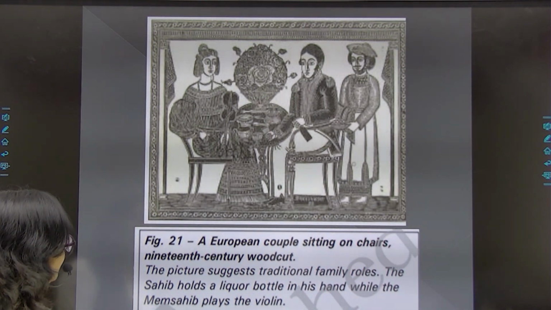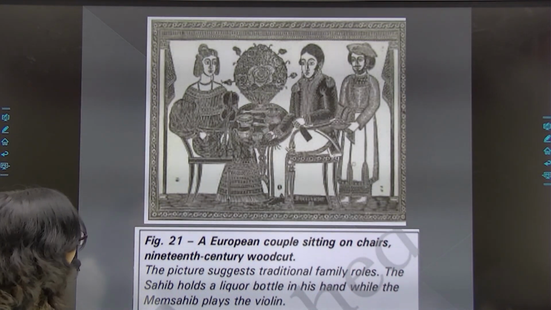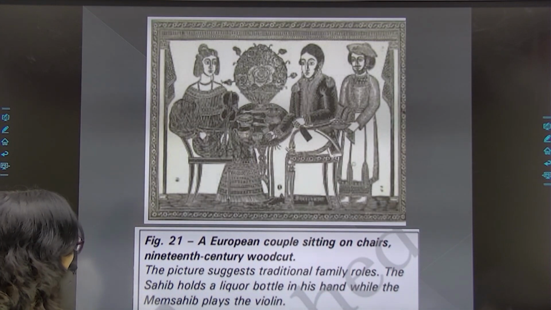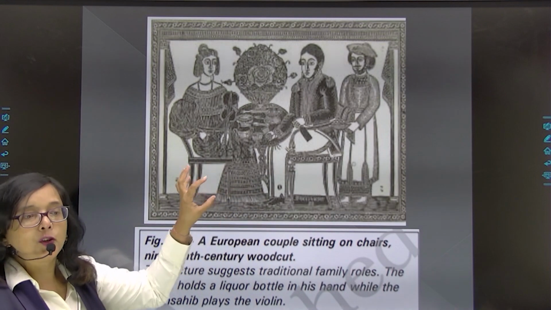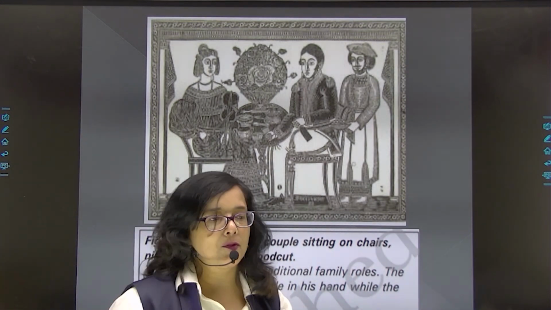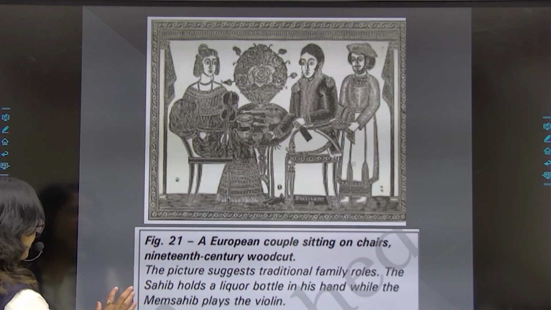Okay, this picture suggests traditional family roles. The Sahib holds a liquor bottle in his hand while the Mem Sahib plays the violin. So this is an ideal role. Even in Europe this gender discrimination was going on. You can see through this picture.